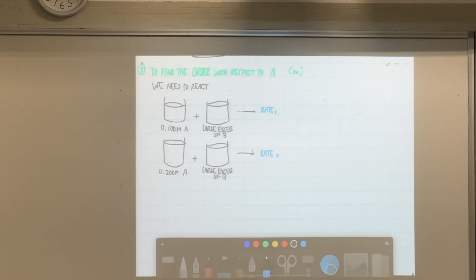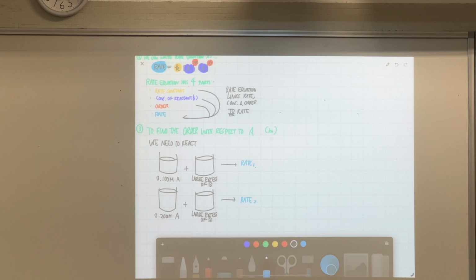And then now, can you write the rate equation out of these things? So what would the rate equation be when you react 0.1 molar of A with a large excess of B? What would this rate equation become? Let's call this equation star. When you plug these numbers into equation star, what would the rate equation become?